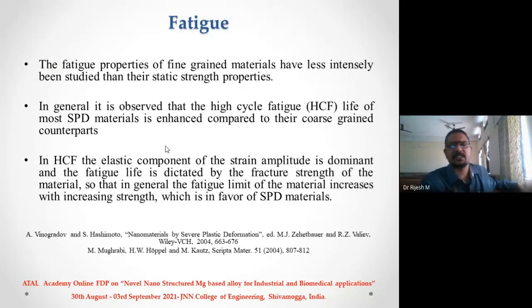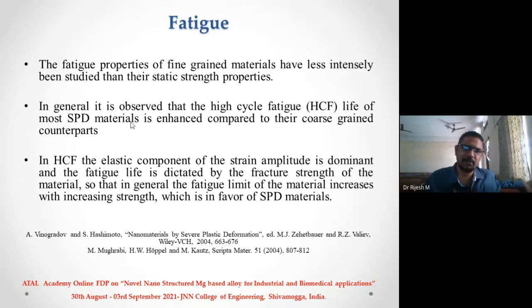They say fatigue in fine grain material has been less intensely studied than the static strength properties. In general, it is observed that the high cycle fatigue life of most SPD materials is enhanced compared to their coarse grain counterparts. In HCF, high cycle fatigue, the elastic component of the strain amplitude is dominant and the fatigue life is dictated by the fracture strength of the material. But in general, the fatigue limit of the material increases with increasing strength, which is in favor of SPD material.